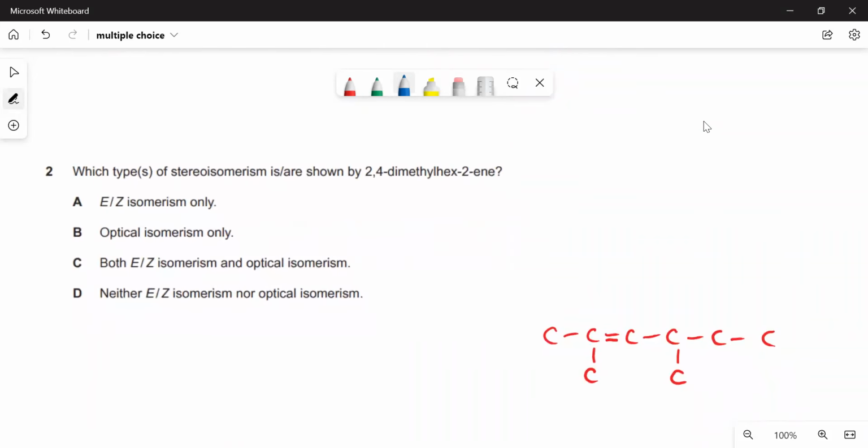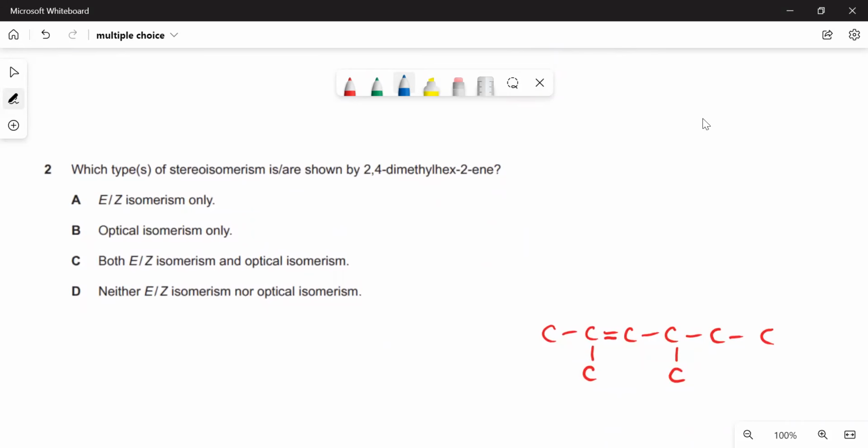Okay, which types of stereoisomerism are shown by 2,4-dimethyl-hex-2-ene? So I've drawn the skeleton of it there. Can that show optical isomerism? Yes, it can, because we would just have a look at that carbon there, number 4. What it's got attached to it, it's got an ethyl, a methyl, this group, and a hydrogen. It's 4 different groups attached to that carbon, so it can show optical.